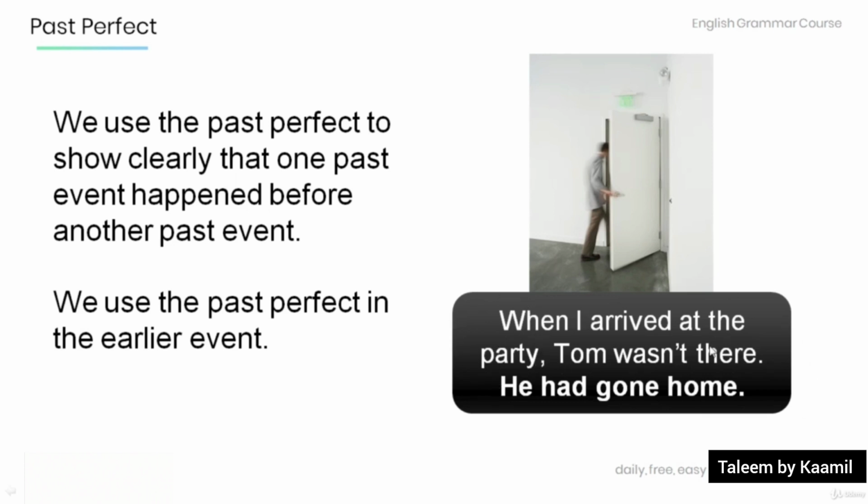When I arrived at the party, Tom wasn't there. He had gone home. Note that the sentence "he had gone home" is in the past perfect tense, and it's used to talk about what happened before I arrived at the party.